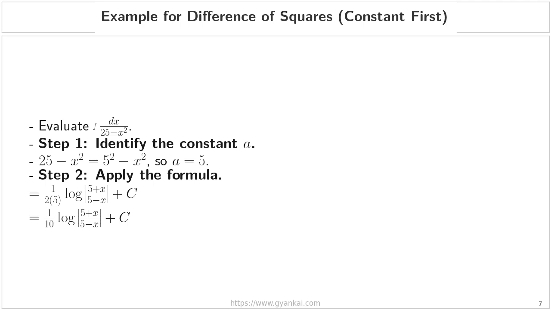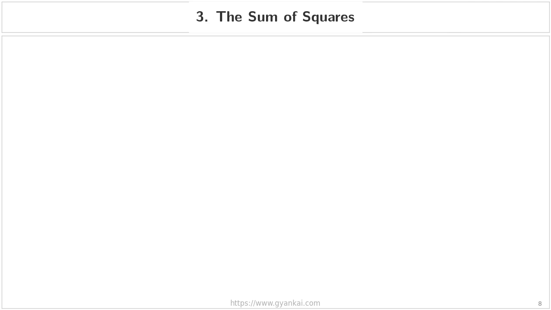Remember, this formula is specifically for this type of integral, a rational function with a denominator that's a difference of squares, where the constant term comes first. In the next slides, we'll move on to a different type of integral, one involving the sum of squares and a different integration technique. 3. The sum of squares.